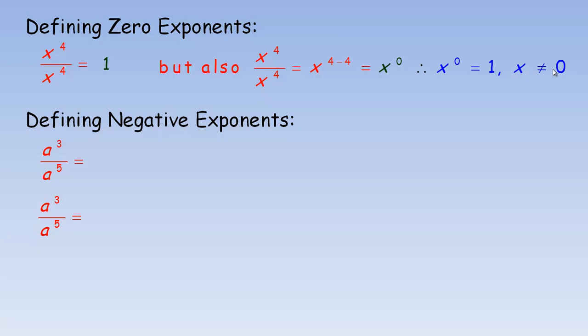x can't be 0. The reason x can't be 0 is because I can't do this. Let's say the exponent was 4 again. Because 0 to the power of 4 means 0 times 0 times 0 times 0, which is 0, and in the denominator we have the same thing, and you can't divide by 0. That's actually called an indeterminate form, so this is not defined.